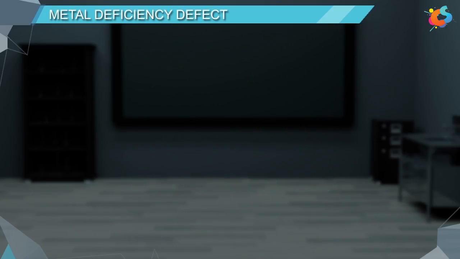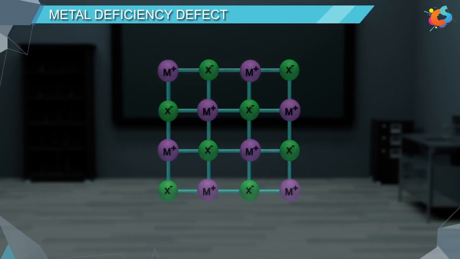Metal deficiency defect. This kind of defect is created when a metal ion goes missing from its original lattice site. To maintain the charge neutrality, the same metal ion having higher positive charge is added to occupy the vacancies created in the crystal. As this metal ion has higher positive charge, it will occupy only some of the sites to balance the overall charge, and other sites will be left vacant.